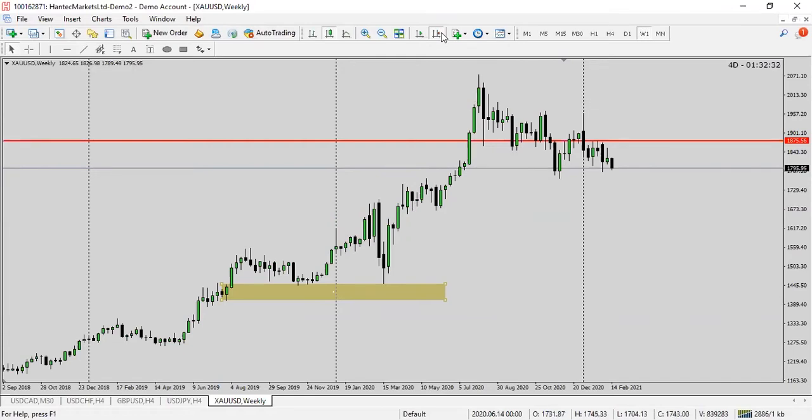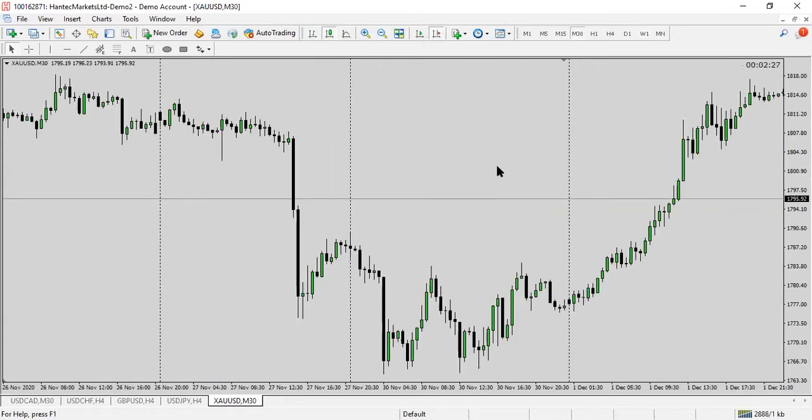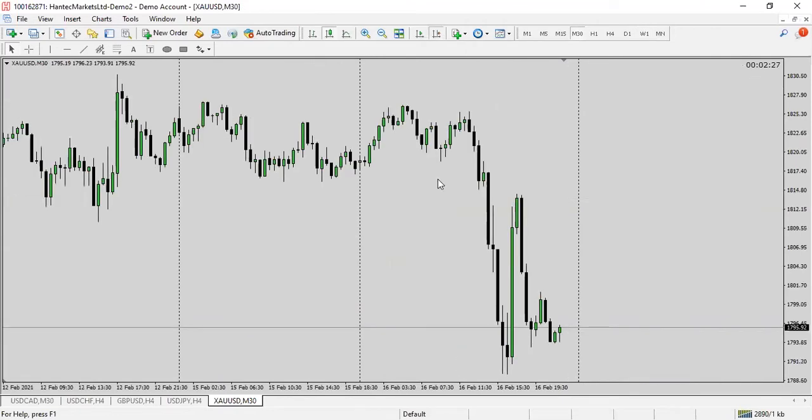Let's look at this on the smaller time frames. Let's go to my favorite small time frame, which is the 30-minute time frame. Today, there was a typical example of accumulation, manipulation, and distribution on gold. Unfortunately, I missed that setup, so I couldn't even give it to you.